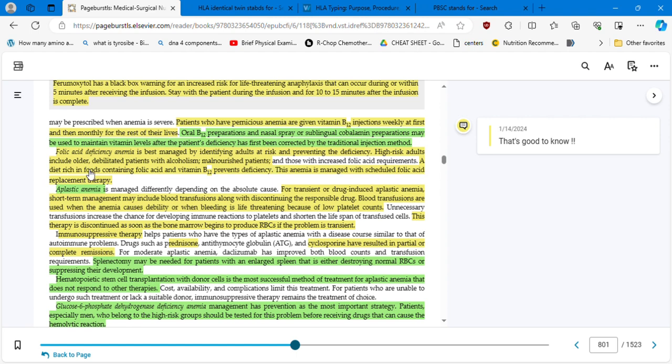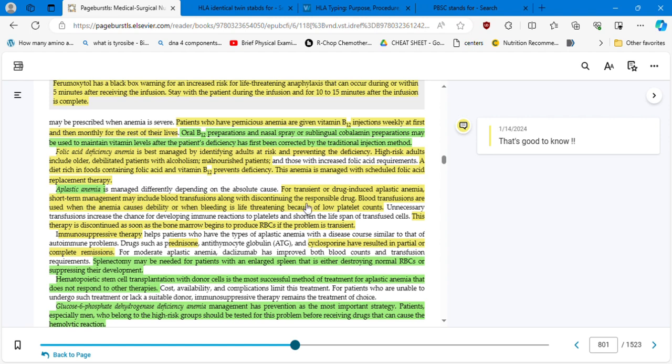A diet rich in foods containing folic acid and vitamin B12 prevents deficiency. You notice now that not only pregnant women and women in the period where they can be pregnant need folic acid. They are not the only ones. Also in adult ages we need folic acid. This anemia is managed with scheduled folic acid replacement therapy.